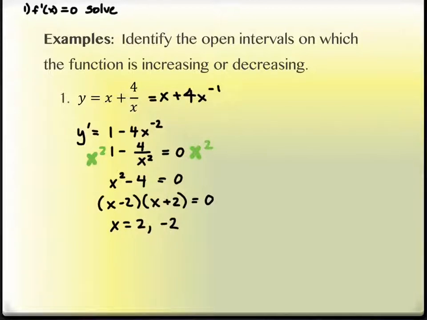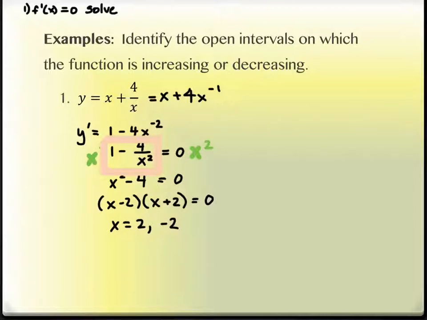Now there is one more place where it could change from increasing to decreasing or decreasing to increasing, and that's when the derivative doesn't exist. So where would this derivative, look at the original one before I started manipulating things with setting it equal to 0. This form I find the easiest one to look at.